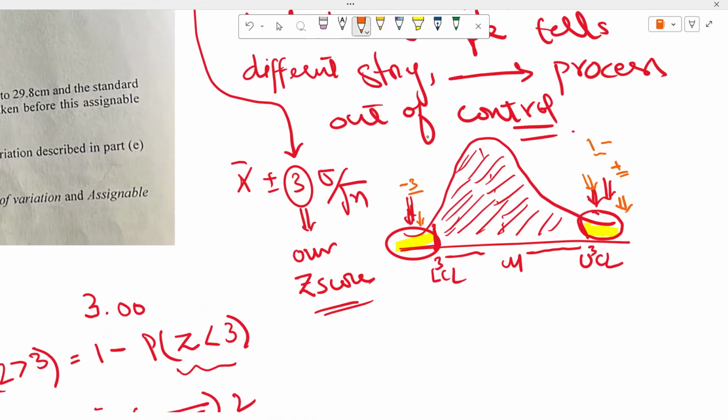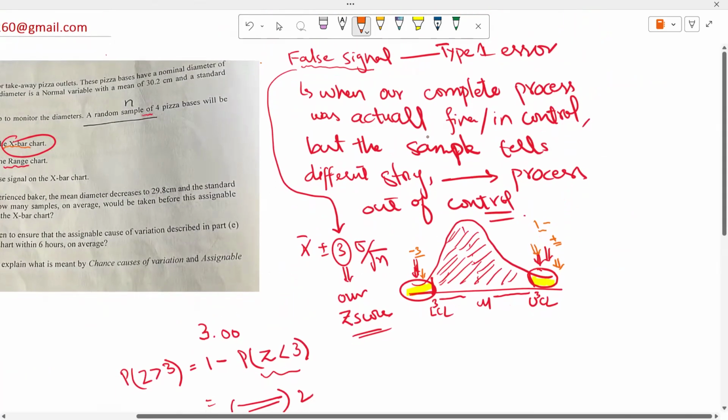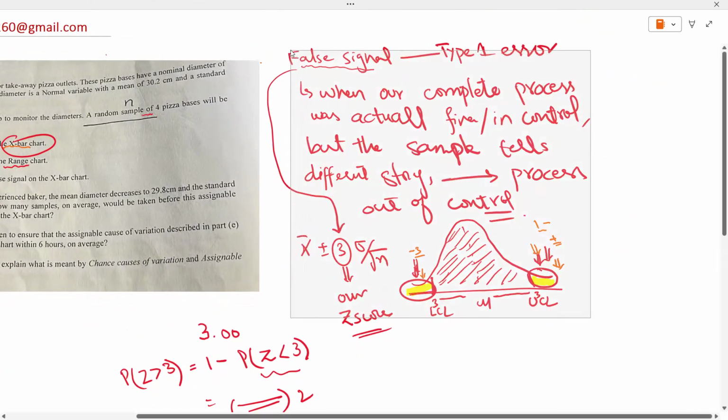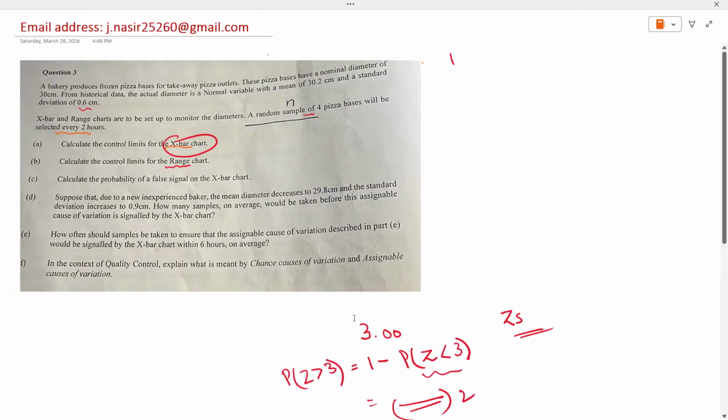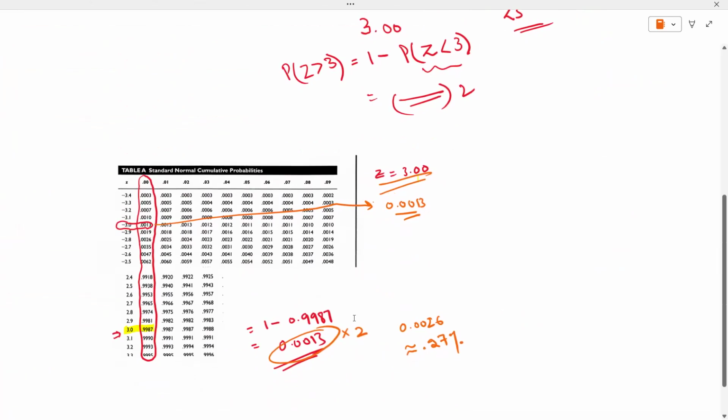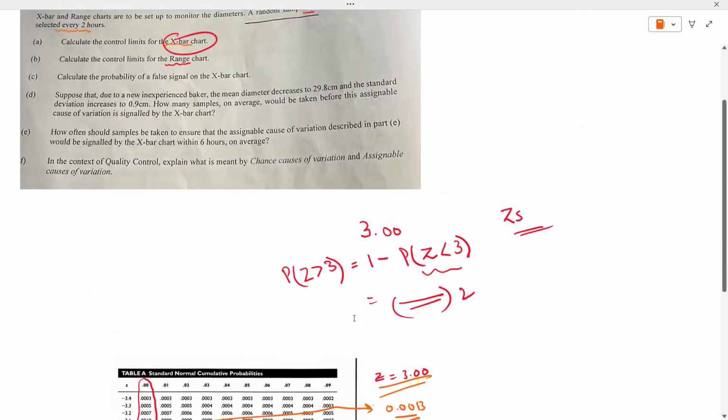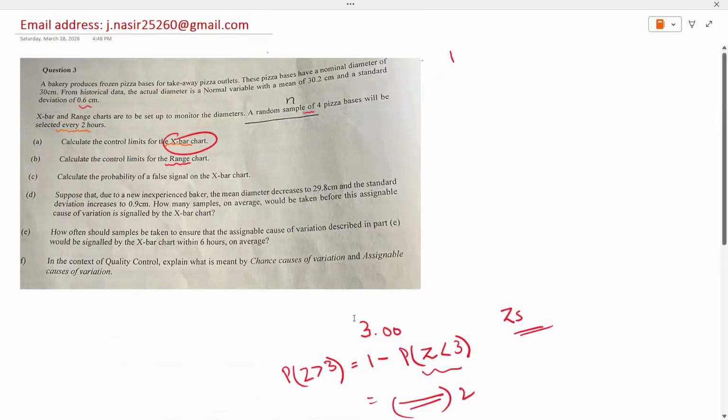And I don't want to go into the details of it because it might be confusing. I'm just staying here because I know from the exam point of view, this is all you would have to know to solve the question. So I'm not really going into the depth of that. So this 0.27% is basically the probability of the false signal, right? So this is the answer for the C part. And let's move to the D part.